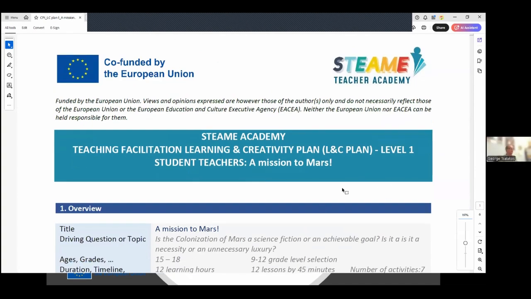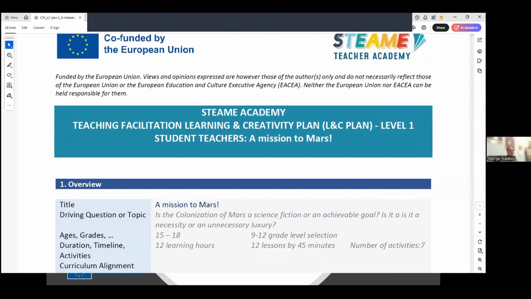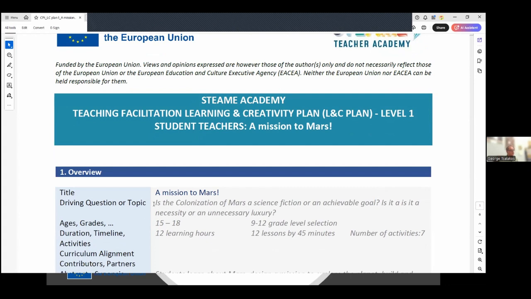This is a learning and creativity plan about a mission to Mars. It's a question that is widely discussed in public, because at some moment humanity will have to leave Earth and move to some other planet. And the driving question is: is the colonization of Mars science fiction or an achievable goal?